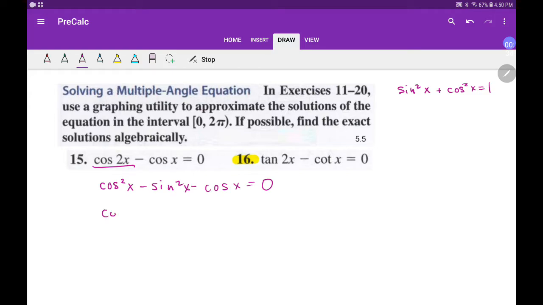So I can say cosine, and I do need to here. I'm going to say minus. This is the same thing. If you solve it for cosine, if you solve it for sine, you're going to get 1 minus cosine squared x. That'll be the same thing as sine squared x. Minus cosine x equals 0. So I just replace that because I want cosine, not sine.